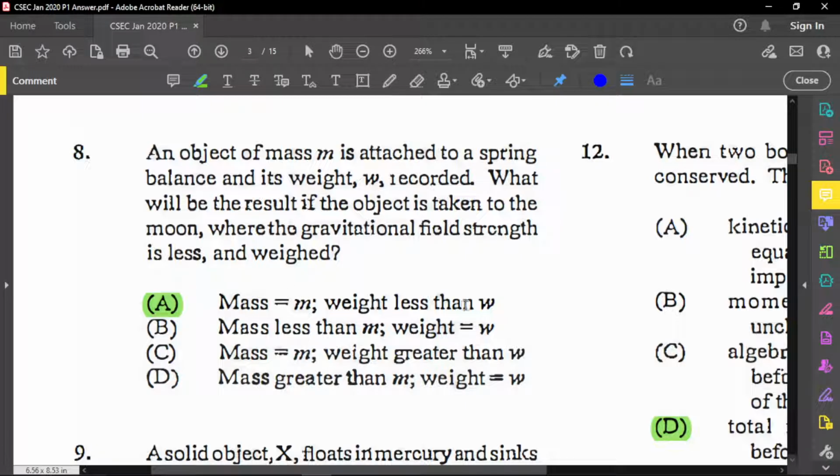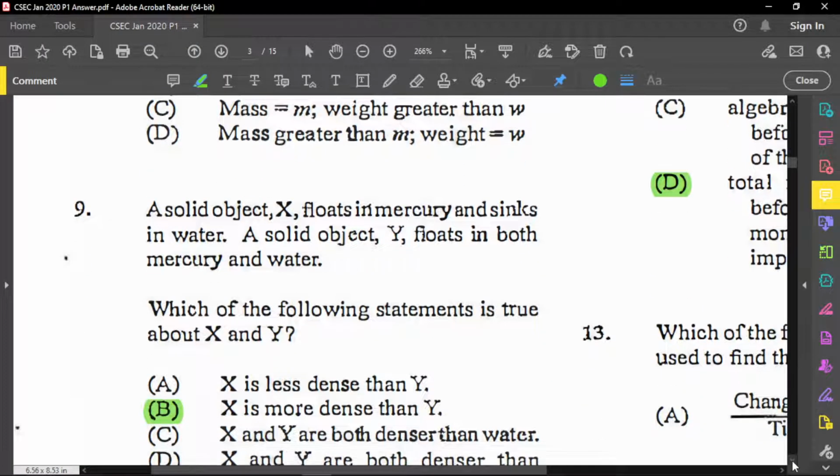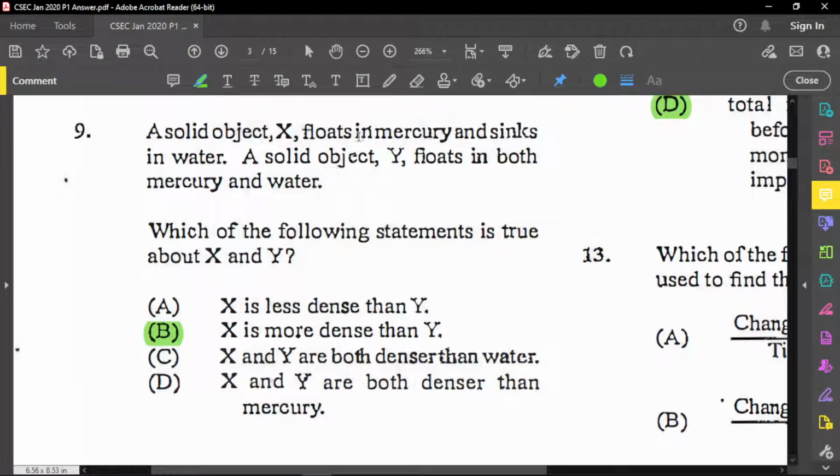But weight will be less than W, because once you go on to the moon, the gravitational field is less. So it's going to be less than the original weight. The mass remains the same, but the weight will be different because it's on the moon, where the gravitational field strength is less. Again, remember, mass remains, however, weight changes based upon the gravitational force acting on it.